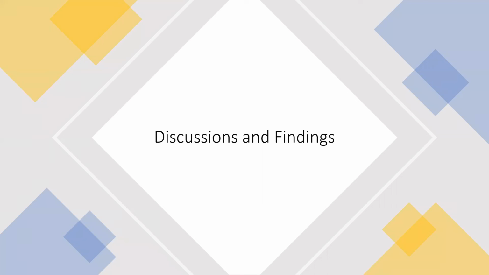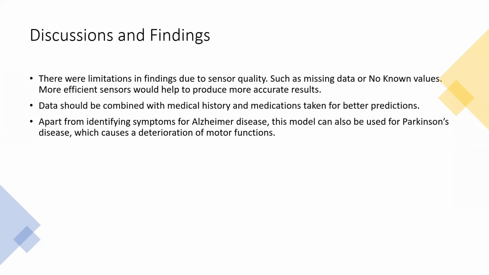Continuing on, we're going to have discussions and findings of this research project. There were limitations in findings due to sensor quality, such as missing data or no known values. More efficient sensors would help to produce more accurate results. Data should be combined with medical history and medications taken for better predictions.